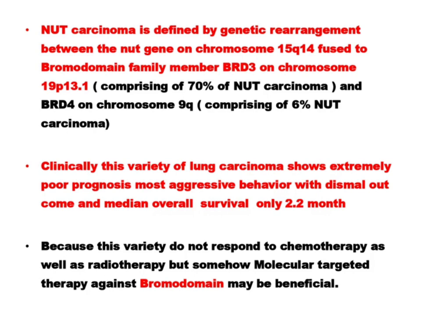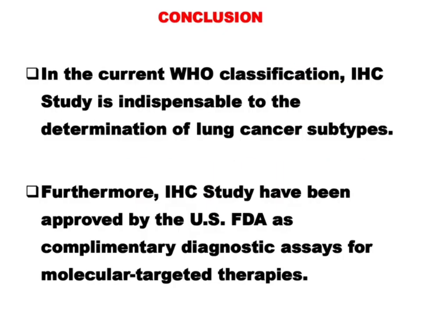Another one is the nuclear protein of testis, NUT carcinoma. This type of lung carcinoma was recently added in the WHO classification of lung cancer, and used to be misdiagnosed more often as a different type of lung cancer, mostly basaloid type of squamous cell carcinoma or small cell carcinoma, lymphoma or germ cell tumor. NUT carcinoma is defined by genetic rearrangement between the NUT gene on chromosome 15q fused with the bromodomain family member BRD3 on chromosome 19p, comprising 70% of NUT carcinoma, and BRD4 on chromosome 9q, comprising 6% of NUT carcinoma.